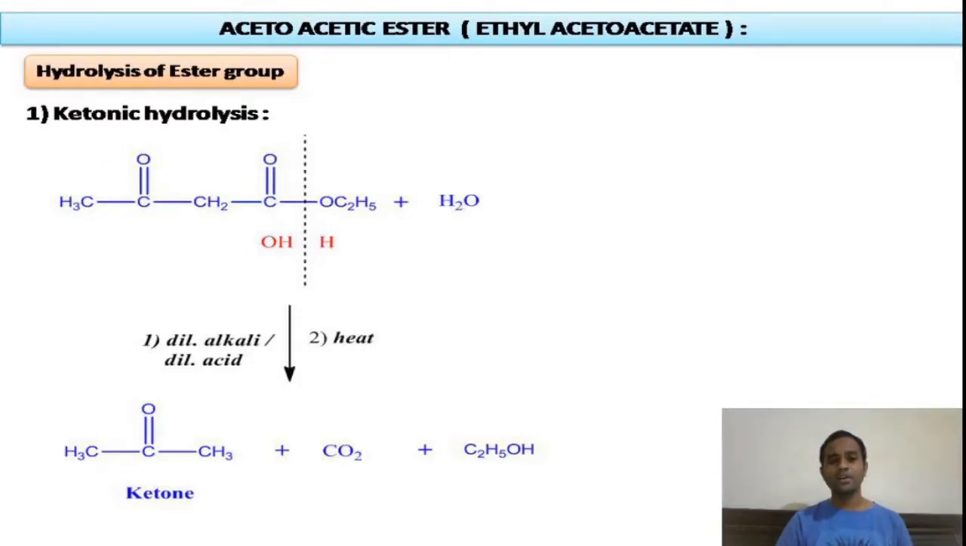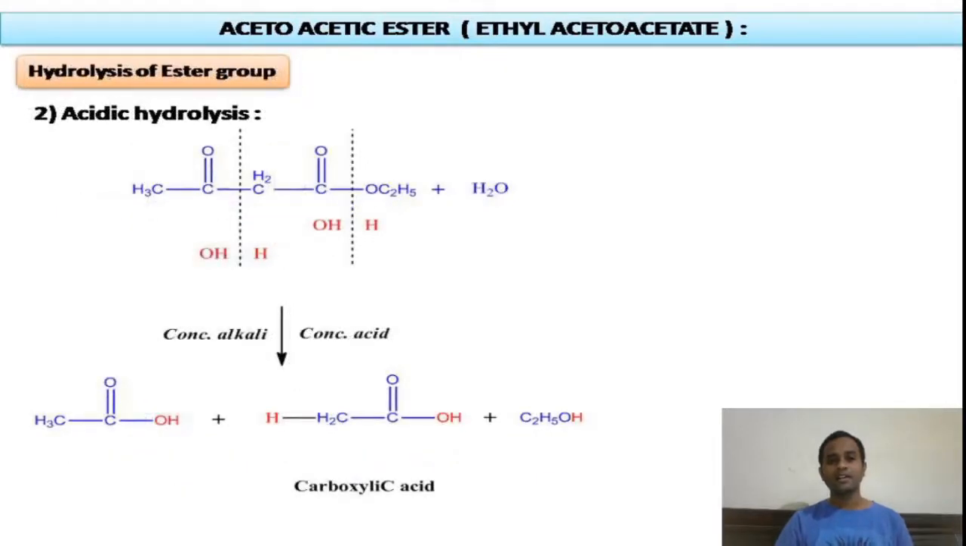How to write the product in this reaction? Very simple. We have to hydrolyze the ester group, we have to cleave the bond, and we have to attach the OH group to the carbonyl carbon, hydrogen to the ethoxy group. Thereby we will get ethanol as the side product, and the formed beta keto acid will undergo decarboxylation to lose carbon dioxide to give finally ketone as the main product, right?